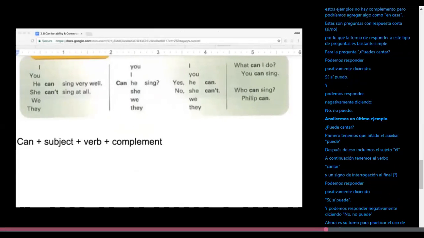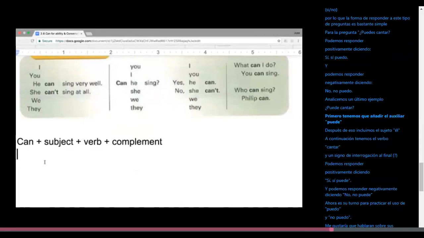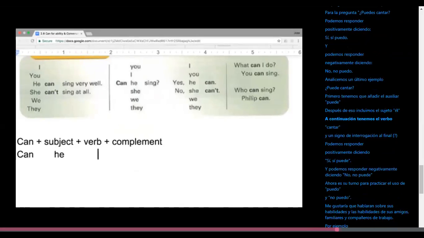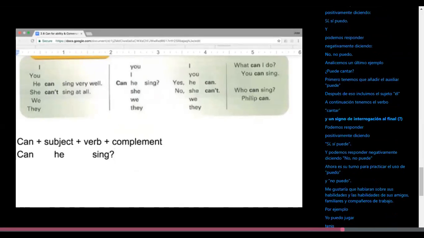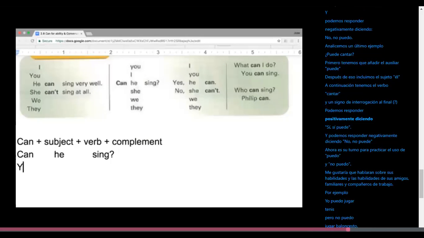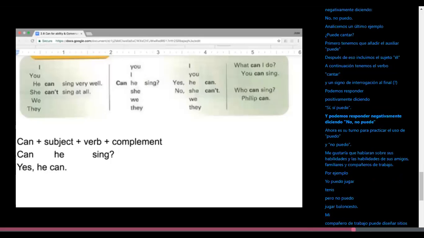Let's analyze one last example. Can he sing? First, we need the auxiliary verb can. After that, we include the subject he. Next, we have the verb sing, and a question mark at the end. We can answer positively by saying, yes, he can. And we can answer negatively by saying, no, he can't.